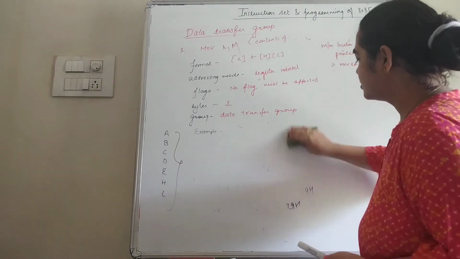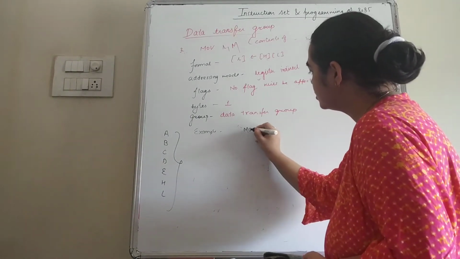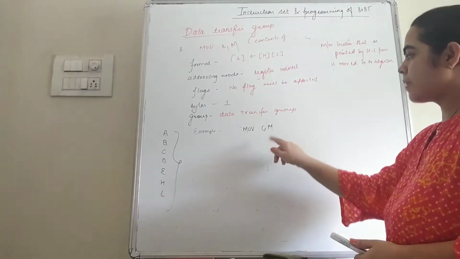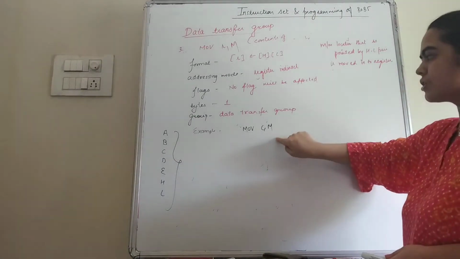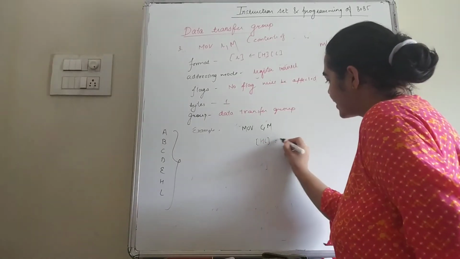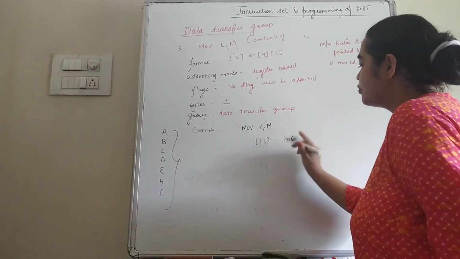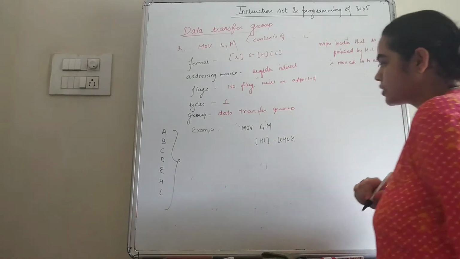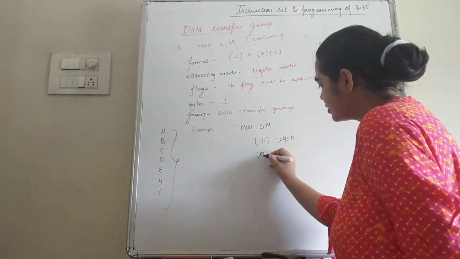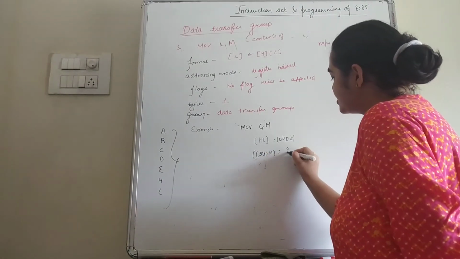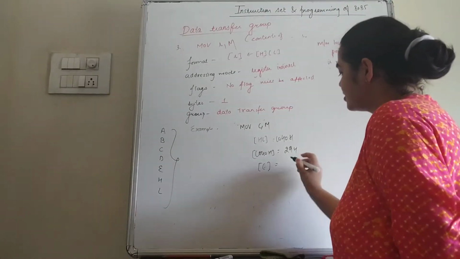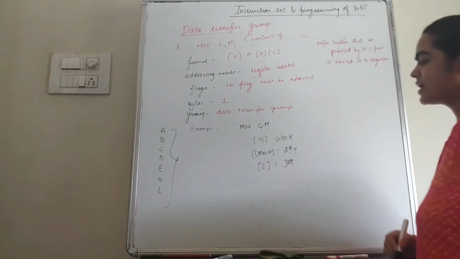For example, we have an instruction, move C comma M. This instruction means the contents of the memory location pointed by the HL pair will be moved into C. For example, the HL pair points to the memory location C040H. Okay students, so M points to the memory location C040H, and at this location we have contents 29H, and the C register has contents 30H.